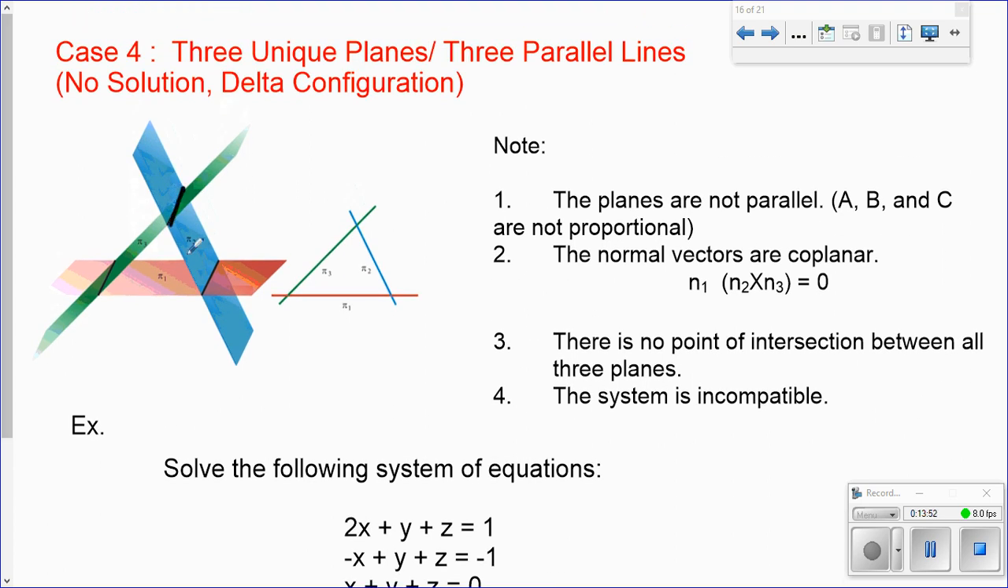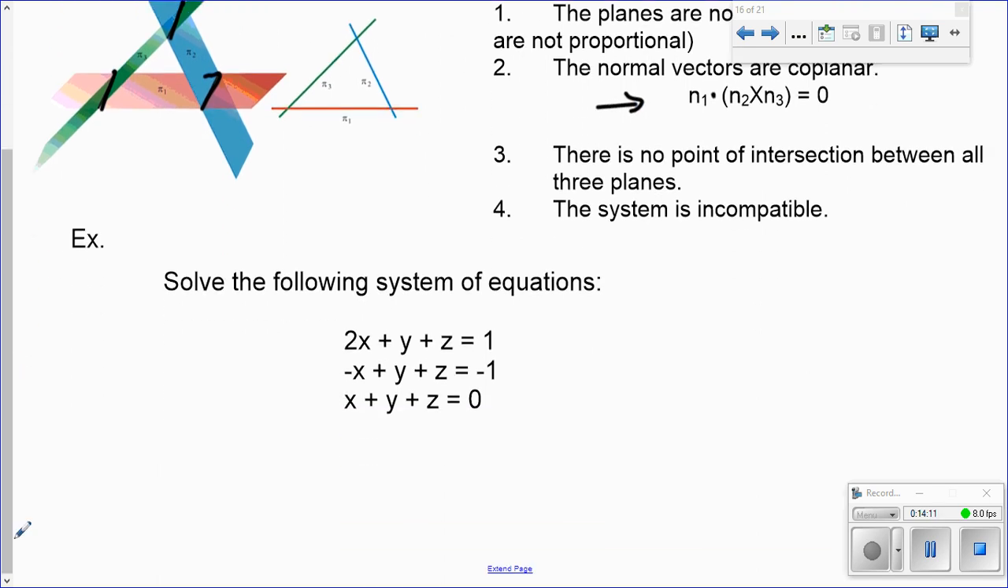Notice that any two planes intersect in a line. So the planes A and B and C are not proportional. The normal vectors are coplanar, so this little thing holds here. There's no point of intersection between the planes, and it's an incompatible system, so there's no solution here. So here's a situation where we've got it here.